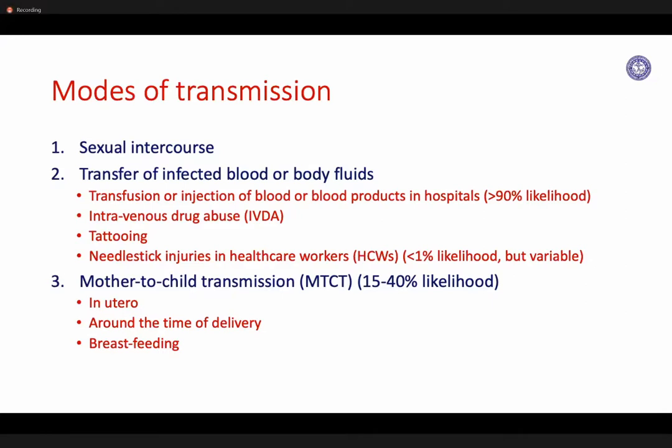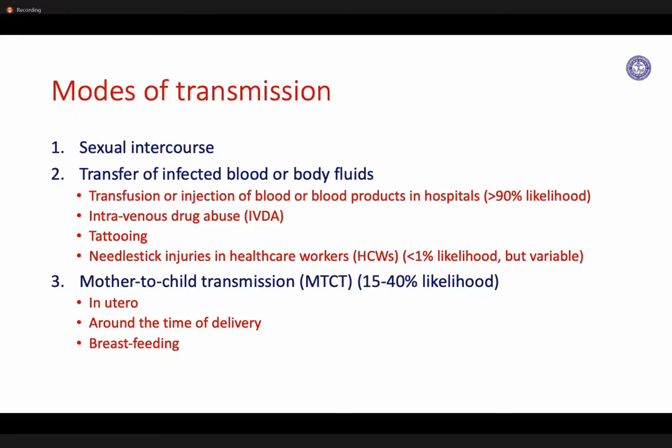The third mode of transmission is mother-to-child transmission, which is abbreviated to MTCT. The mother who's HIV positive can infect the child. The likelihood is 15 to 40%, and that infection can take place through the placenta or around the delivery time, that is peripartum, or even during breastfeeding. So there are continuing dangers to the fetus and the child. One of the important things is if you can detect mothers who are HIV positive in pregnancy, treating them with antiretroviral medications can prevent MTCT.